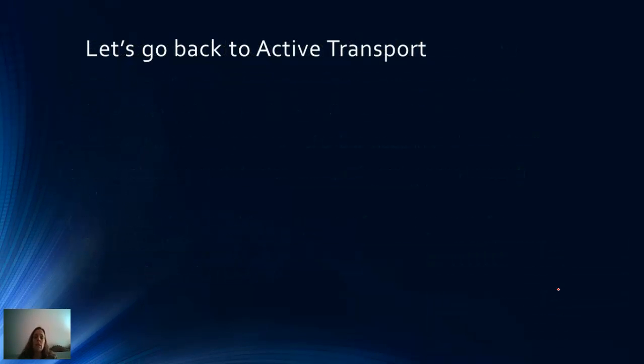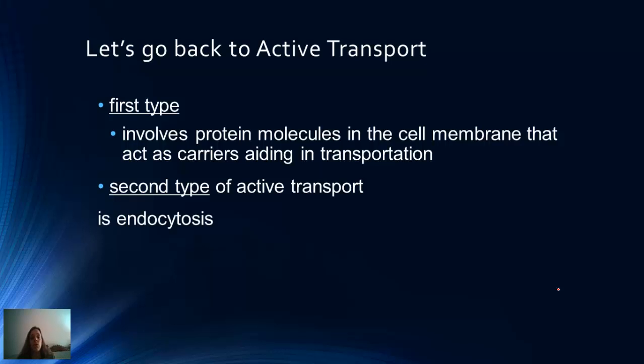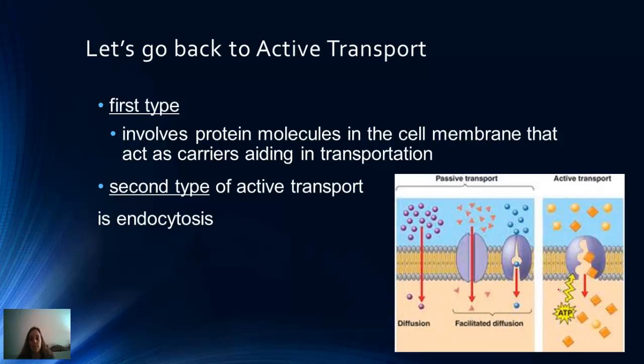All right, so let's take a moment and go back and talk about active transport. Active transport being the transport that requires additional energy. There are two types of active transport. The first type involves protein molecules in the cell membrane that act as carriers aiding in transportation. We just talked about those protein molecules being involved in passive transport, but they can also be involved in active transport. The second type of active transport is endocytosis.